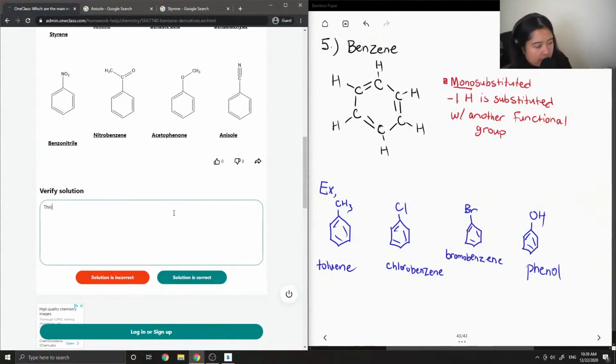Okay, so the solution is correct. There's probably just the image just got a little shifted, so that's why all the names are kind of misplaced. But I'll still say the solution is correct.